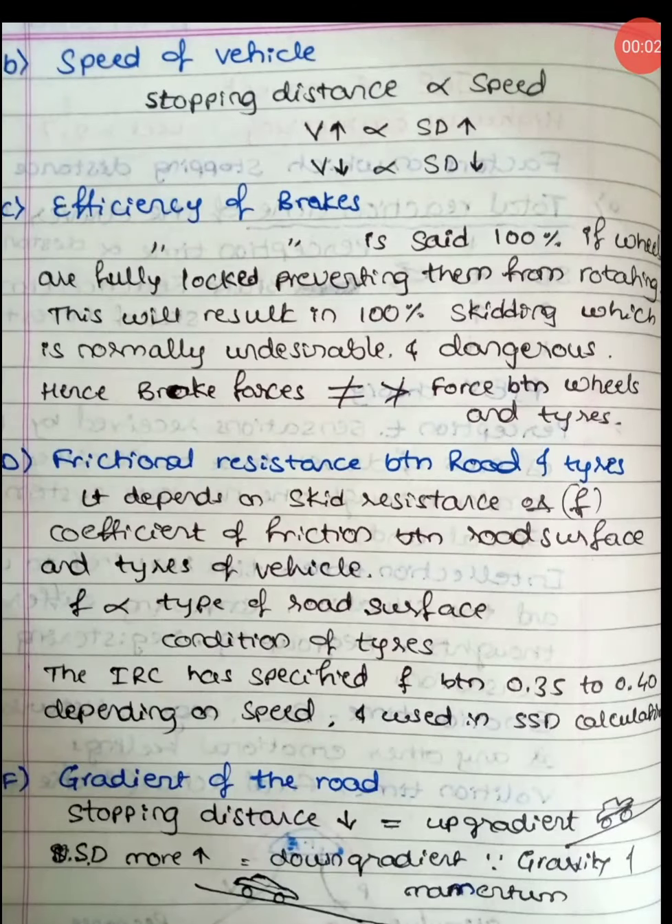Continuation of lecture number 2.7. The second factor which affects the stopping distance is speed of vehicle. If the speed of the vehicle is higher, then the required stopping distance will be more.